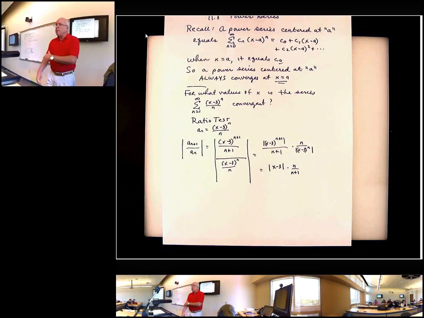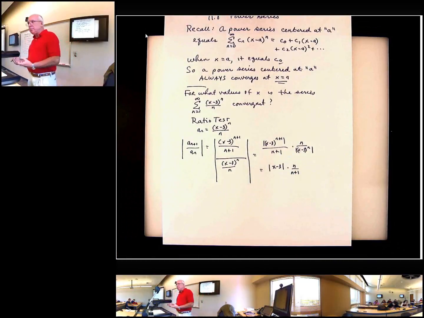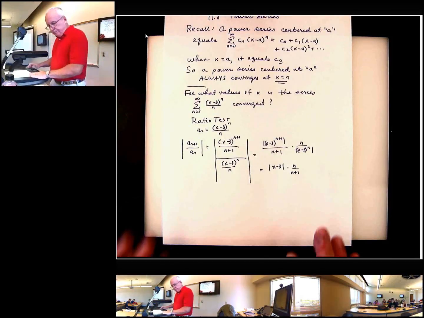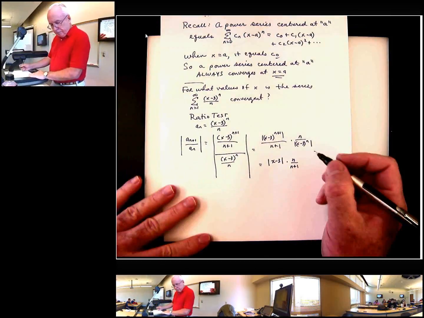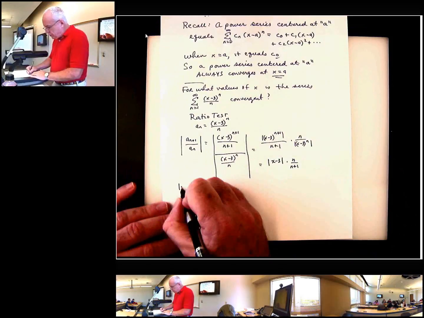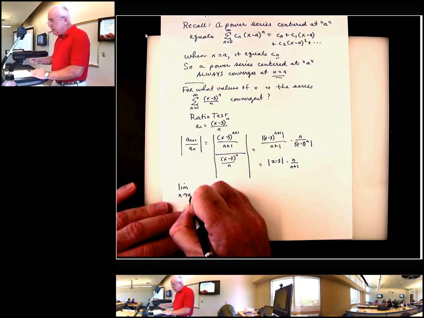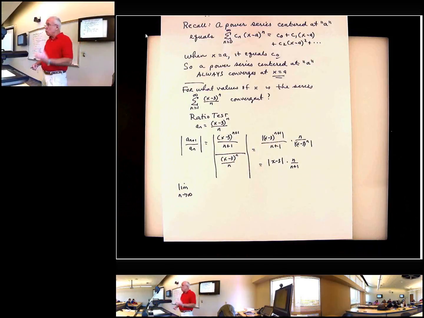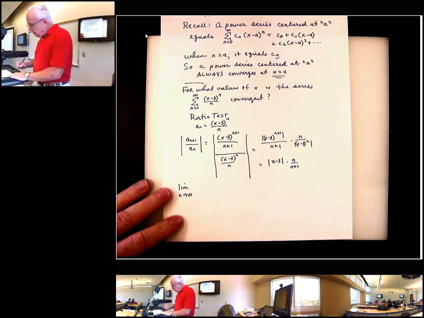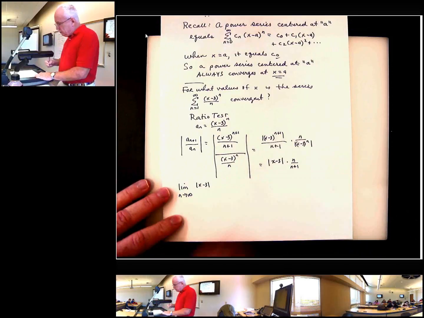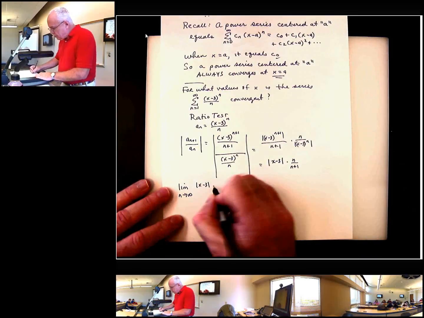So that's how that quotient simplifies to that result. All right, now, let's see here. So now what we do with the ratio test is we take the limit as n goes to infinity of that quotient. So the limit as n goes to infinity of the (x minus 3) times n over n plus 1.